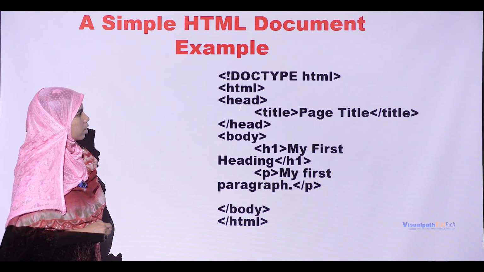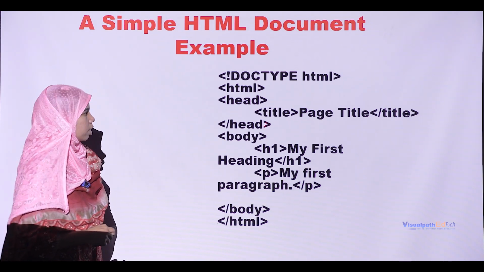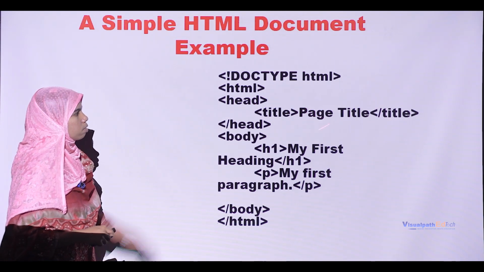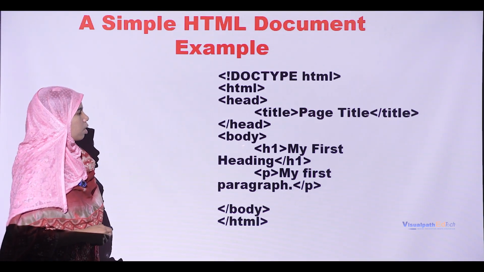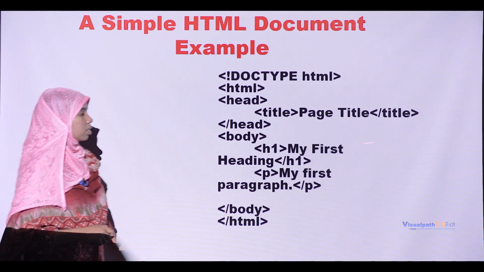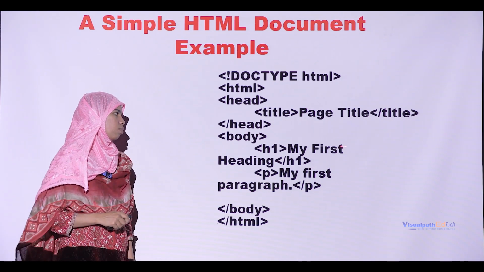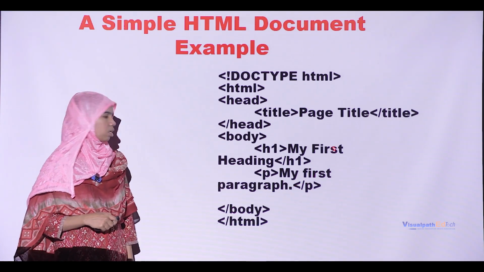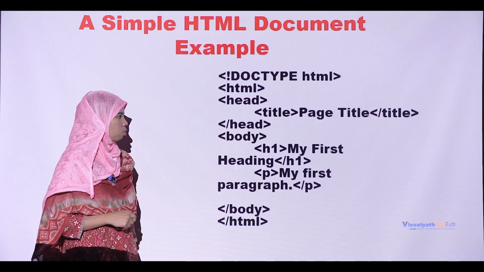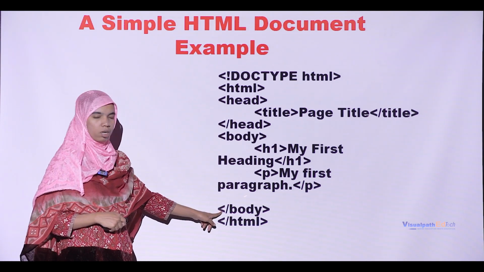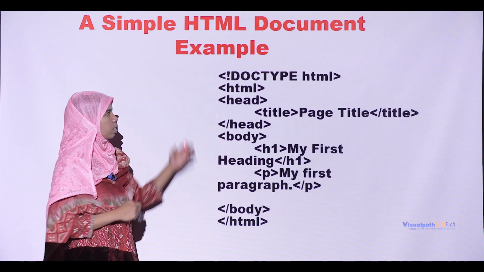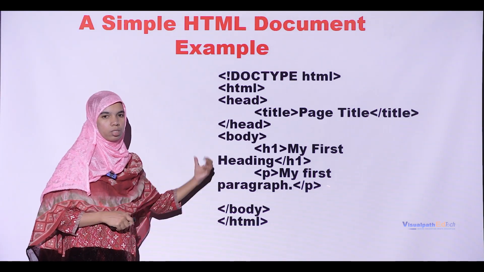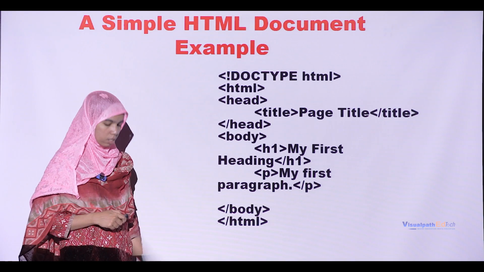Inside the head, again, it is a paired tag. Inside the head section, we have the title, where we give the title of the page. And inside the body, we put whatever content we want to display. We write my first heading, and my first paragraph with the p tags. If we want to close the body section, we use the closing tag of the body. And this is how we can design the structure of the web page, the first HTML page, in this format.